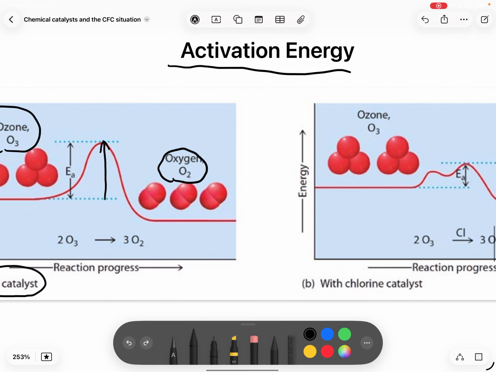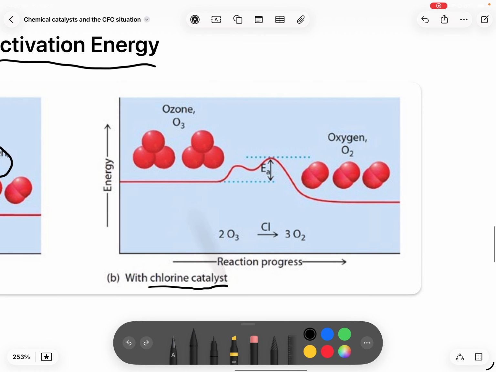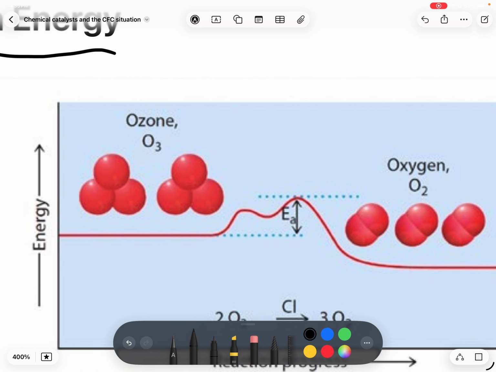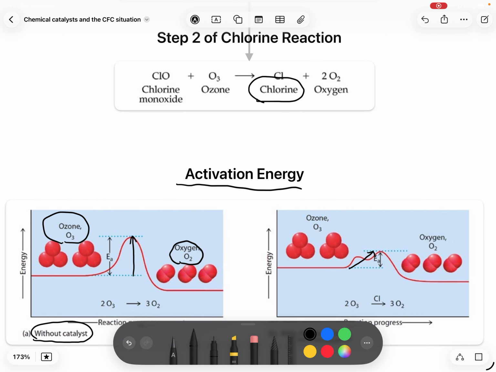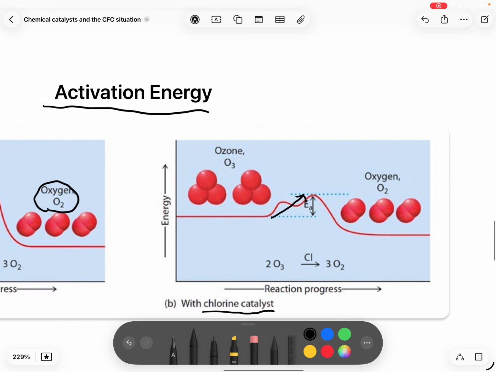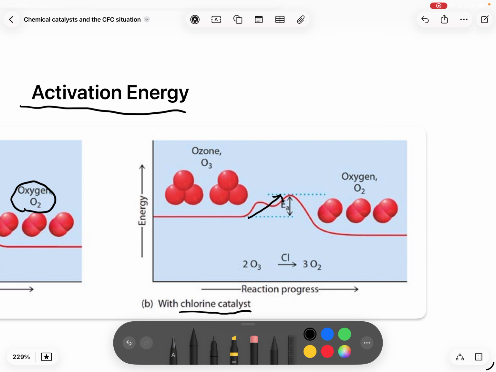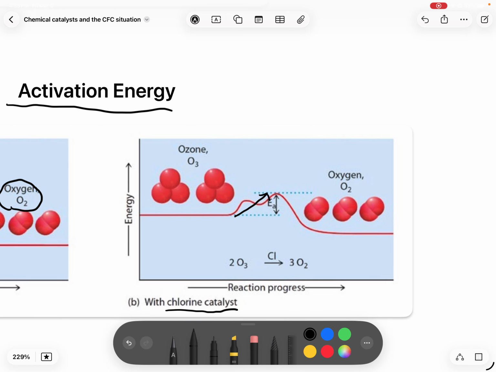But then, chlorine comes into the equation, literally. We have the chlorine catalyst adding itself, and as you can see, the hump is significantly decreased now. The energy is much lower. There's only a tiny bump compared to the first graph over here. And this means that the ozone molecules no longer need as much energy to form the oxygen. So you're going to have ozone converting to oxygen like crazy. The reaction is going to be happening at super speeds, because the chlorine catalyst has significantly decreased the amount of energy required to convert to oxygen.